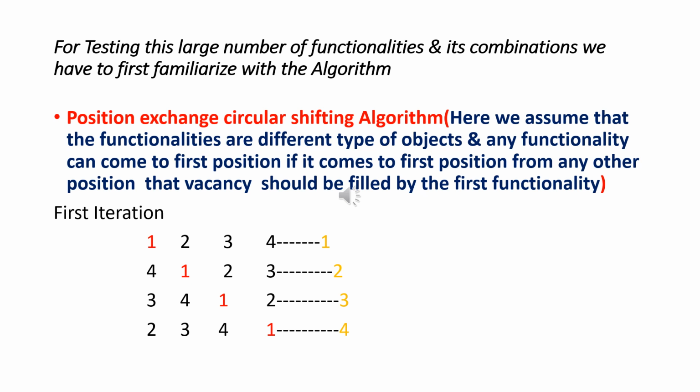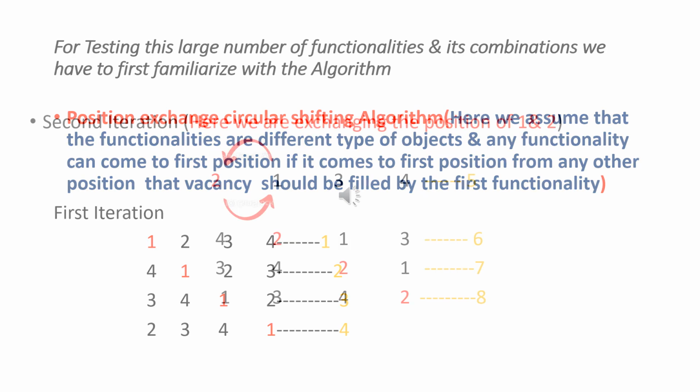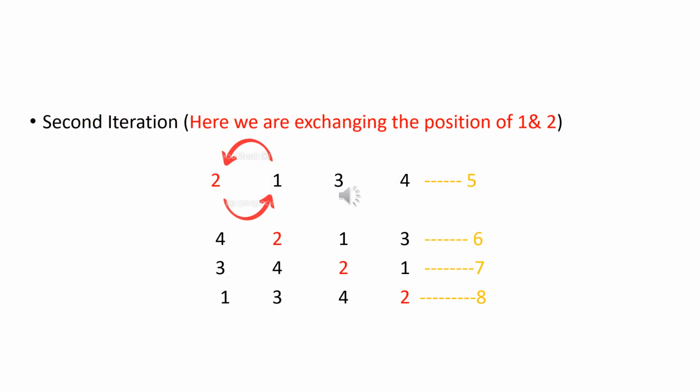Here we assume that the functionalities are different types of objects and any functionality can come to the first position, and if it comes to the first position from any other position, that vacancy should be filled by the first functionality. This is the second iteration actually. Here we are exchanging the position of 1 and 2. Since the second functionality is able to come to the first position, the second position should be replaced by the first position.